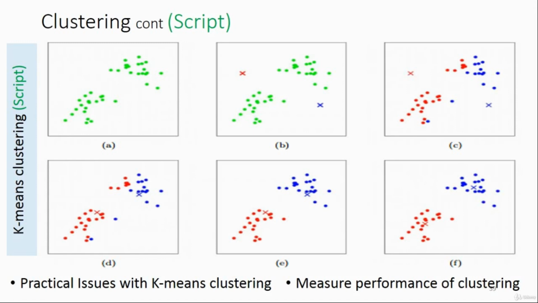Performance of clustering: all the data points should be as near as possible to their cluster center, and the centers of two clusters should be as far as possible from each other. So this is the way you can find out the performance of the cluster.